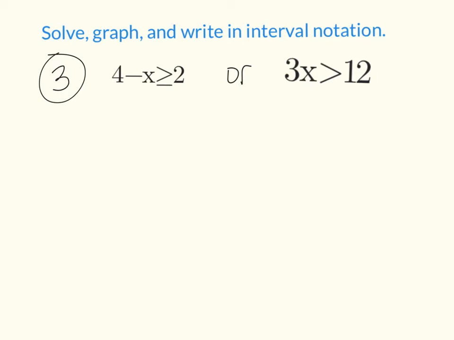All right, here's another way of starting off an OR inequality. And you could have two different types of inequalities here. So we're going to just solve them down.